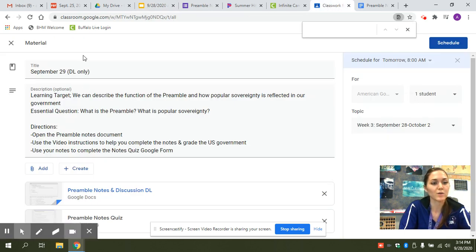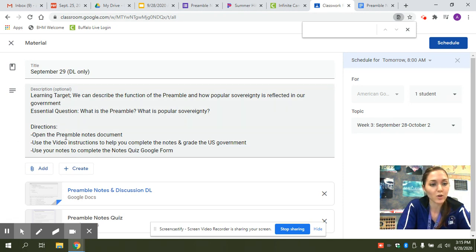Hey everyone, so our learning target for the day: we can describe the function of the preamble and how popular sovereignty is reflected in our government. Essential questions: What is the preamble? What is popular sovereignty? Both of these are going to be on your test and you should be able to answer them by the end of the day.